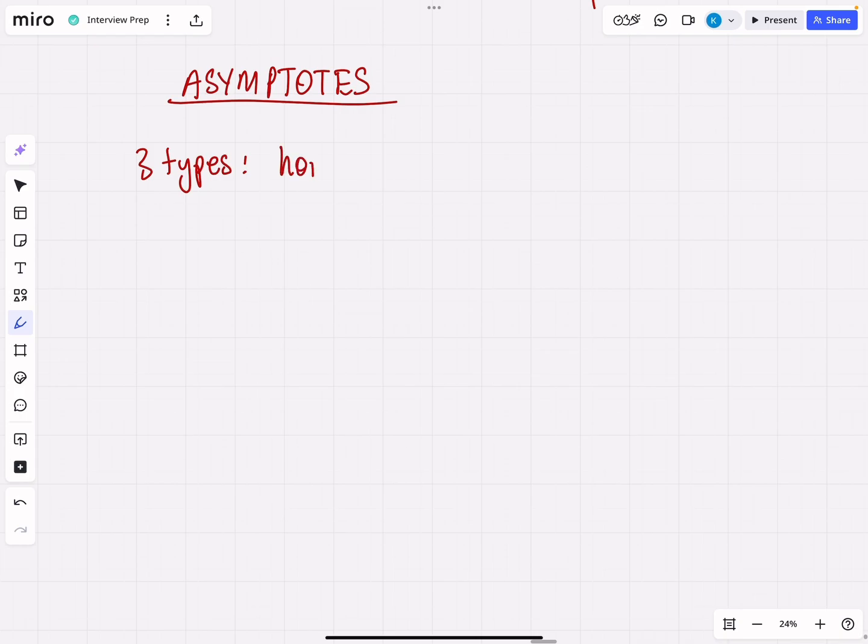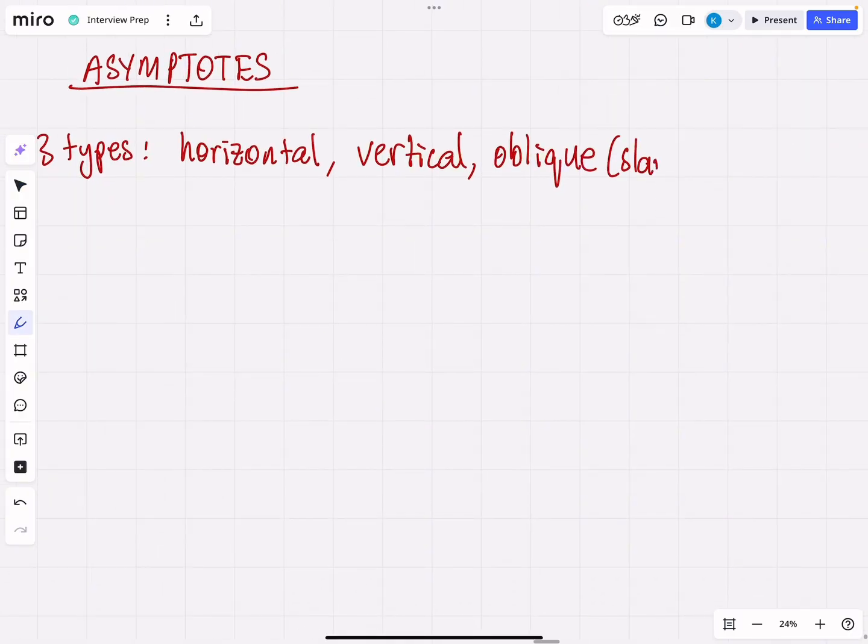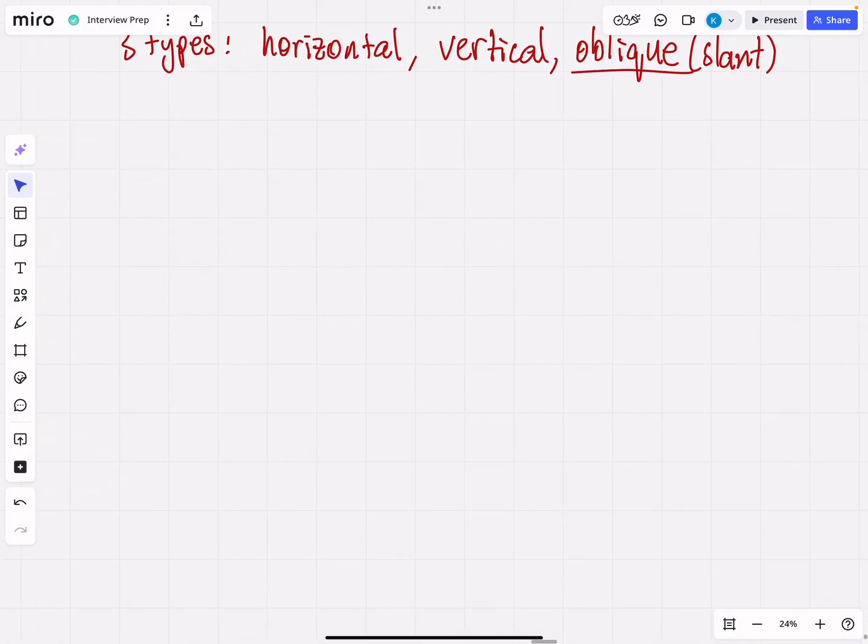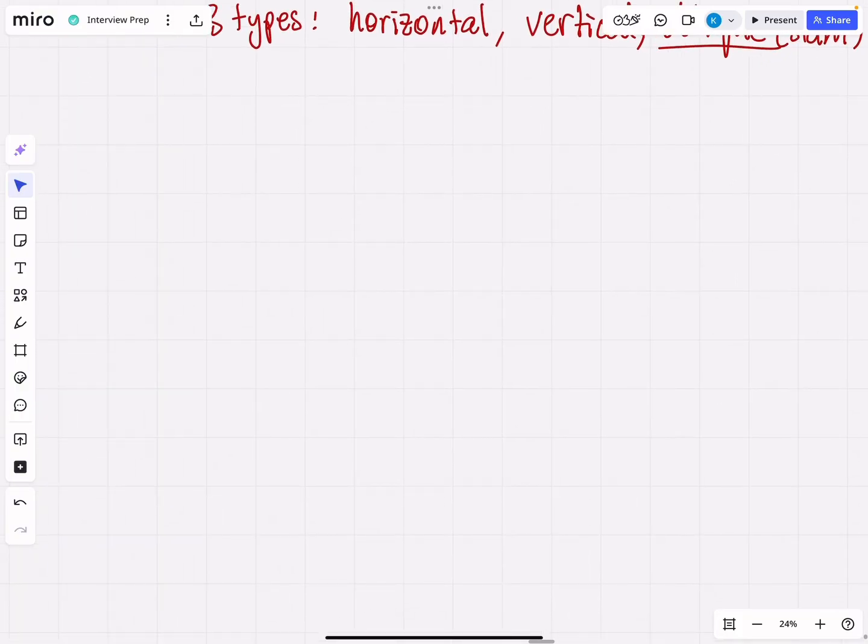So we've got horizontal asymptotes, vertical asymptotes, and oblique asymptotes. These are also known as slant asymptotes, but the formal word is oblique asymptotes. So horizontal asymptotes, well, let's have a think. When do we get horizontal asymptotes? Well, we get horizontal asymptotes when our function is not defined at some point, right? And it's concerned with the y value.